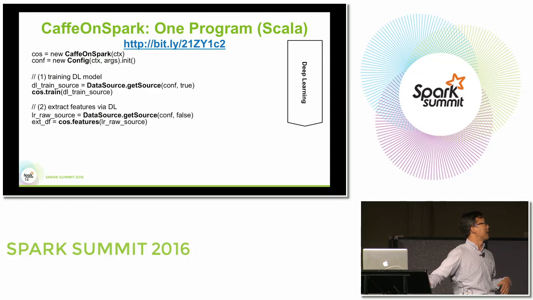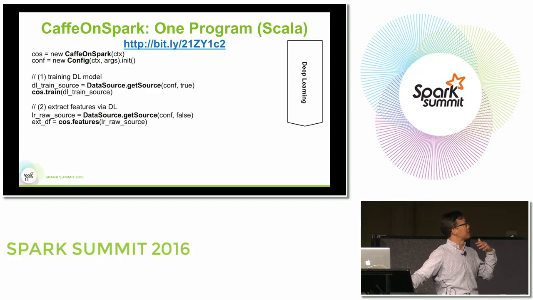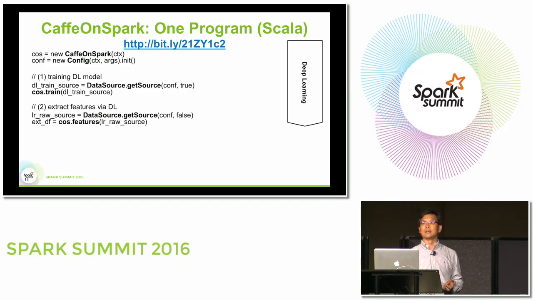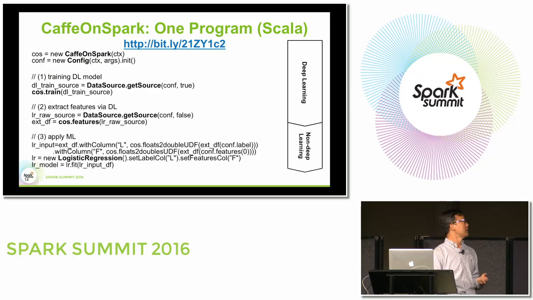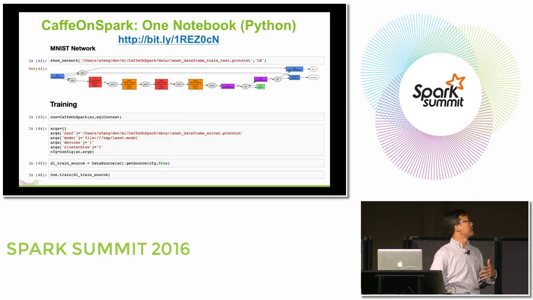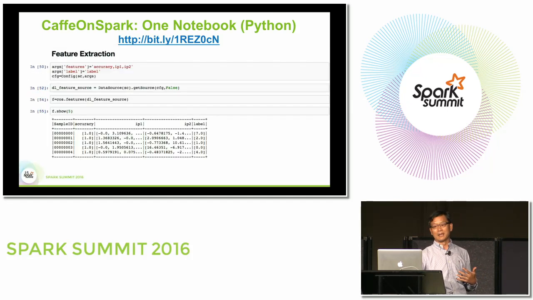For example, we have Scala APIs. Very easily you could say, here's my configuration, here's my CaffeOnSpark object. From this particular data source, I'm going to do the training. For this particular data source, I'm going to extract the features. And the features we extracted are actually represented in the data frame format. As a result, you could easily apply the features you extract from deep learning to your classification or whatever traditional machine learning algorithm you like. And similarly, we have a Python API that enables you to do the job very easily.